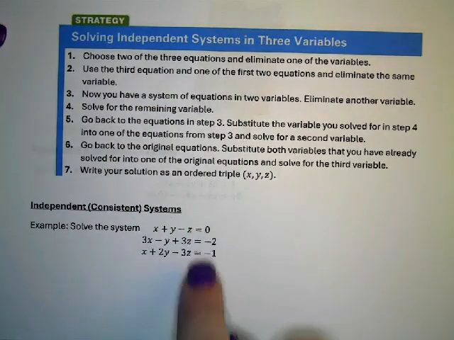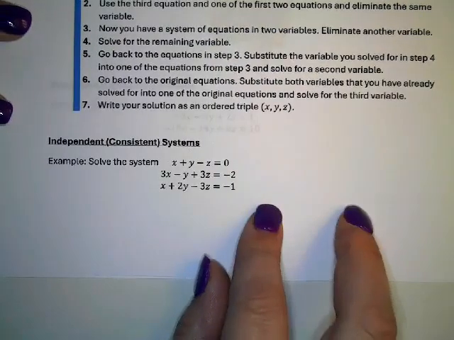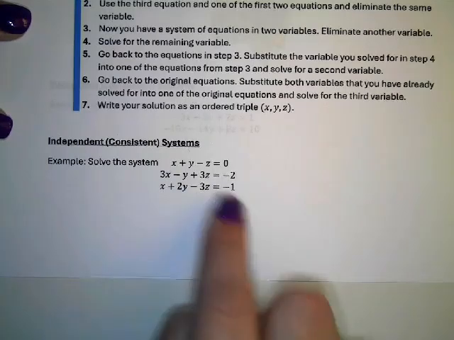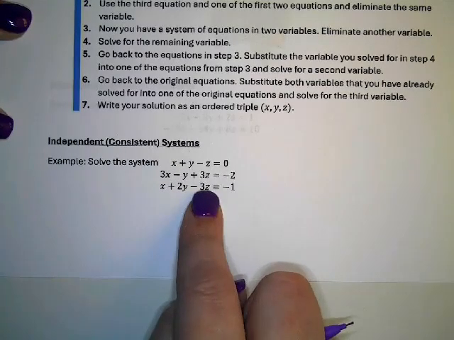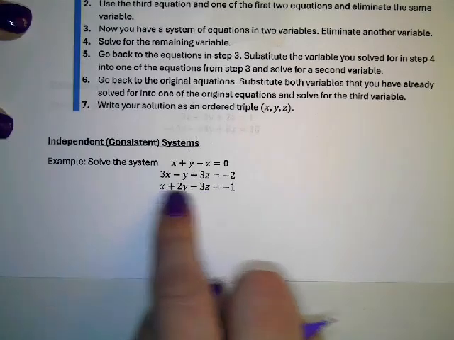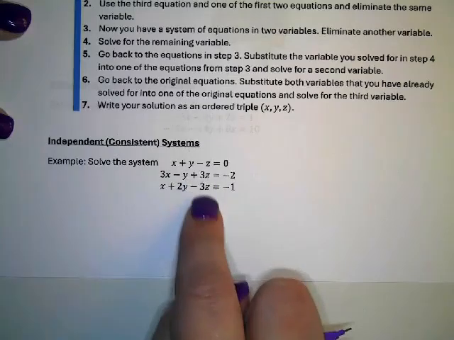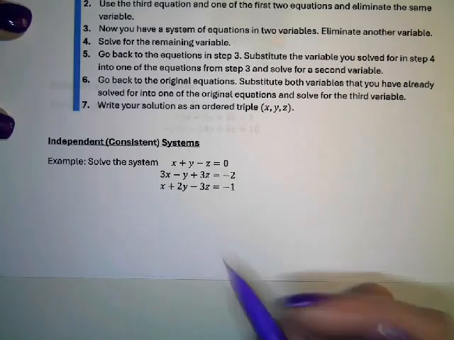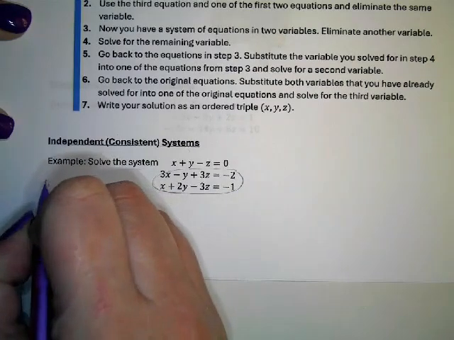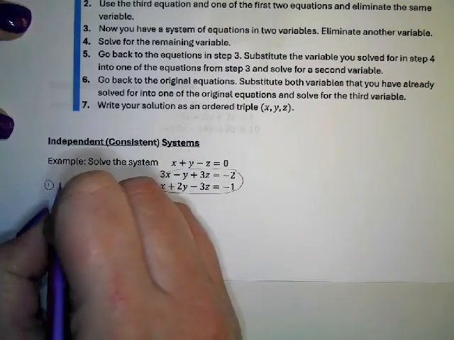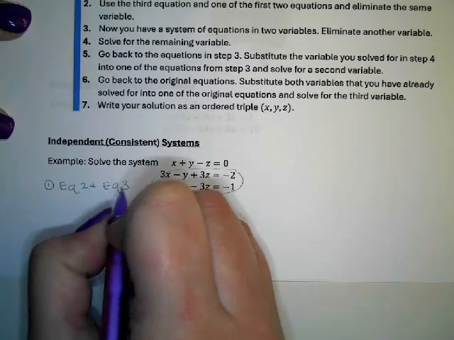Okay, so we're not going to actually do the problem yet. We're just going to kind of map out the steps for this problem. When I looked at this problem, really all three of these variables, x, y, and z, are not terrible to start off eliminating. But the first thing I saw was that positive 3z and negative 3z would eliminate easily. So the first thing I wanted to do was look at equation 2 and equation 3 and eliminate z.